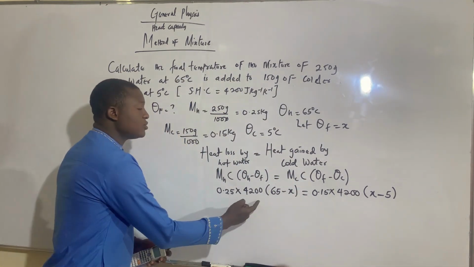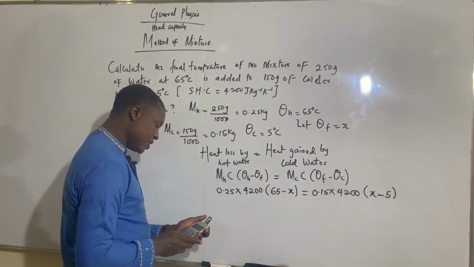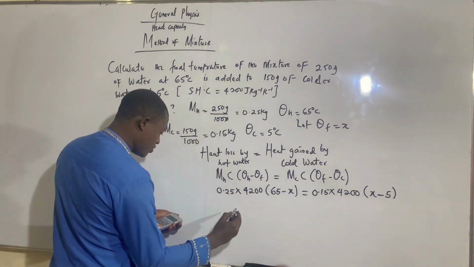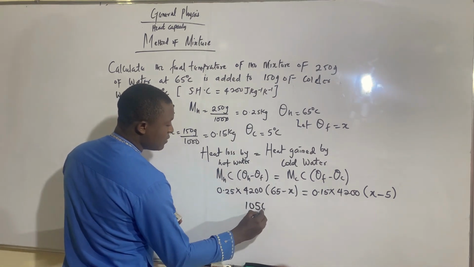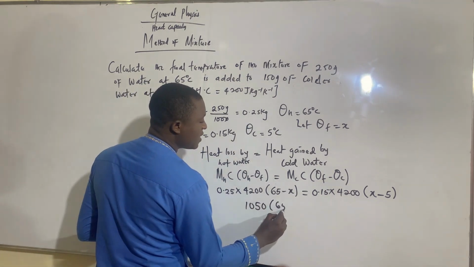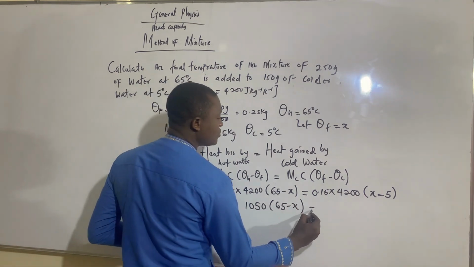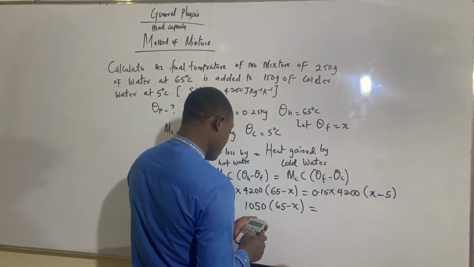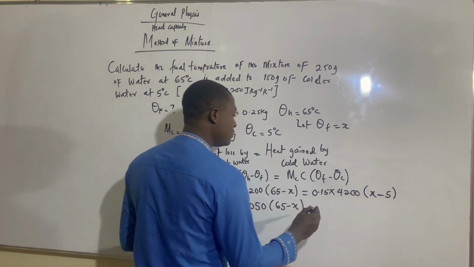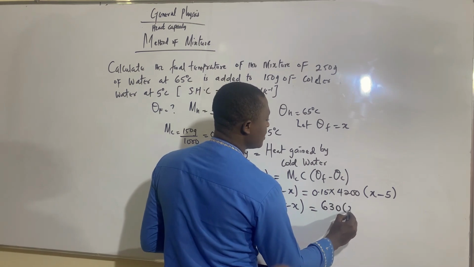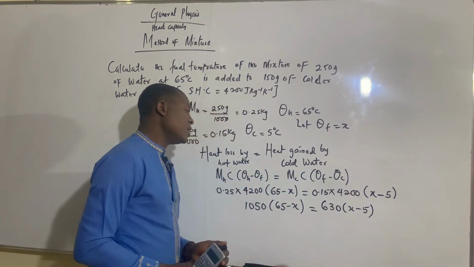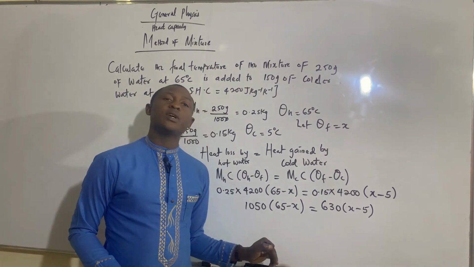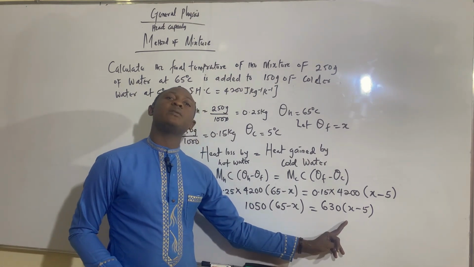So that is our 0.25 multiplied by 4,200. So if you multiply that, we are going to have 1050 of 65 minus X is equal to, so same thing also can be applicable to this. Multiply this by this, 0.15 multiplied by 4,200. So here, if we do that, we are going to have 630, then X minus 5. So now, the next thing here, if you like, you can reduce this value, or if you like, you can just open the bracket.